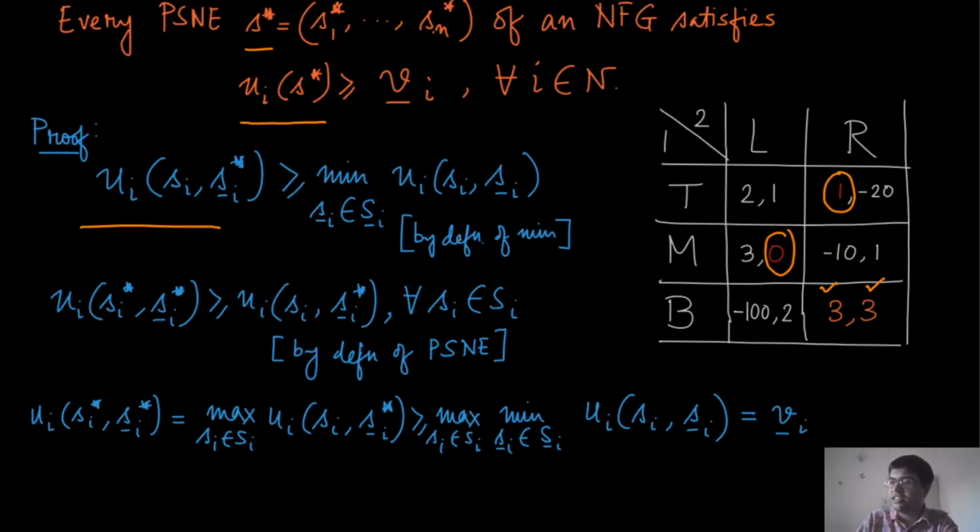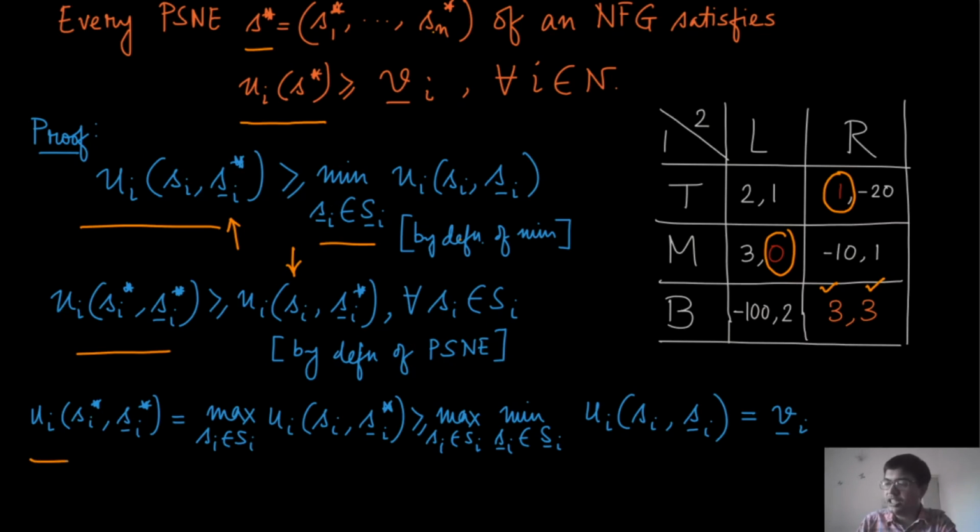This first inequality is just coming by the definition of minima. It's kind of a trivial thing. If you pick any strategy, the utility must be greater than or equal to the minimum. So if you take the minimum over all s_minus_i, it must be smaller than or equal to it. Now apply the definition of Nash equilibrium. For player i, the utility at s_i star, s_minus_i star would be greater than or equal to the utility if player i unilaterally deviates to s_i and the other players are holding on to their strategies s_minus_i.